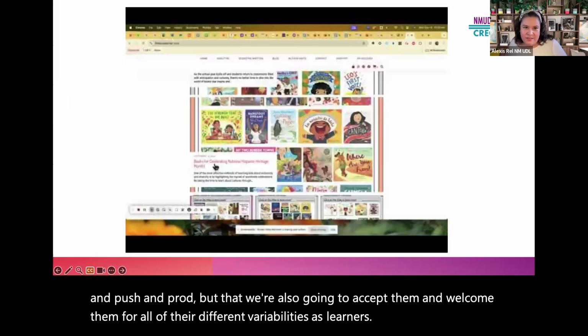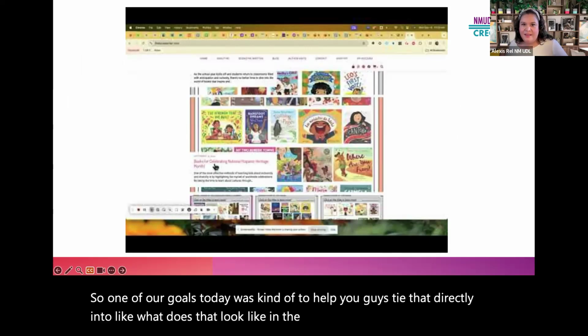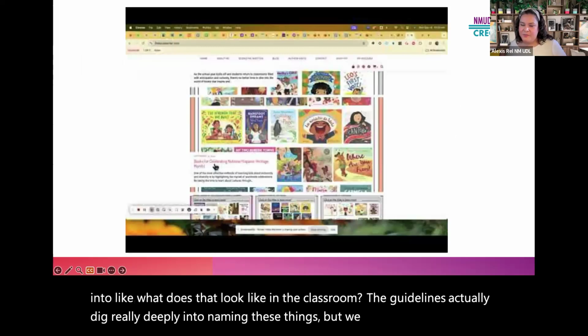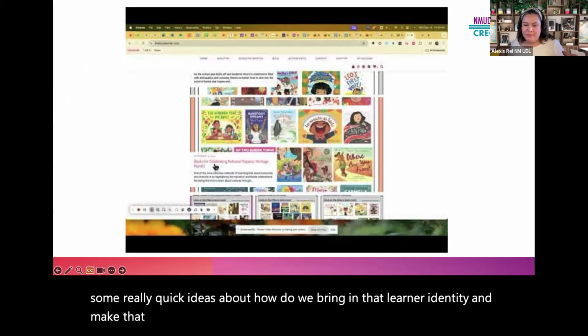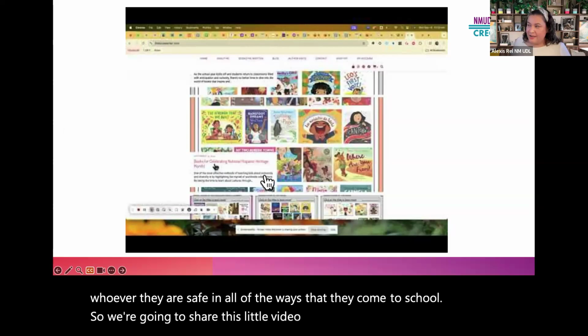So one of our goals today was to help you tie that directly into what that looks like in the classroom. The guidelines actually dig really deeply into naming these things, but we just wanted to share some really quick ideas about how we bring in that learner identity and make that learning feel connected for students and make them, whoever they are, safe in all of the ways that they come to school. So we're going to share this little video that Becky made for us.